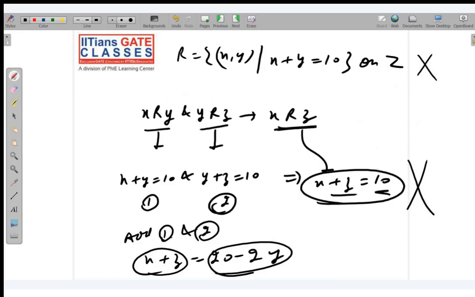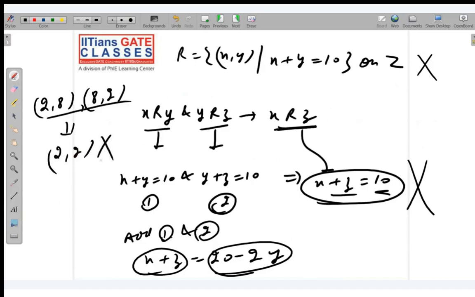Okay, and it is very obvious also. Since we have got this, we can now think of counter examples also. What should be the counter example? If you are able to focus, 2 comma 8 and 8 comma 2 are both there. So finally 2 comma 2 should be there, because of 2 comma 8 and 8 comma 2. Now 2 plus 2 is 10? No, 2 plus 2 is 4. So obviously 2 comma 2 will not be there. So obviously it is not transitive.